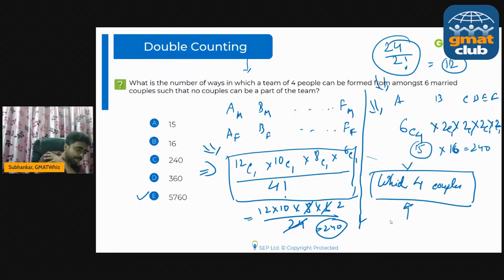Six factorial by four factorial. Okay, I see one answer. I also got a couple of queries. I'll try to answer those queries. By the time, if you do not have any doubt, I'll move to the next question, and you can check it. I'll try to answer the previous queries from the people who have posted, okay?